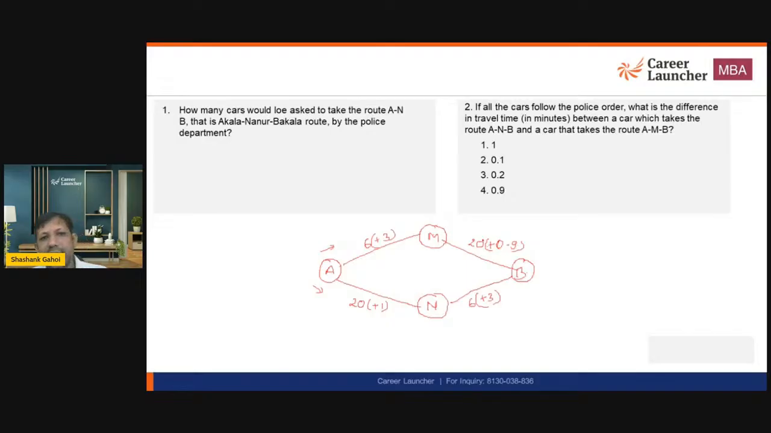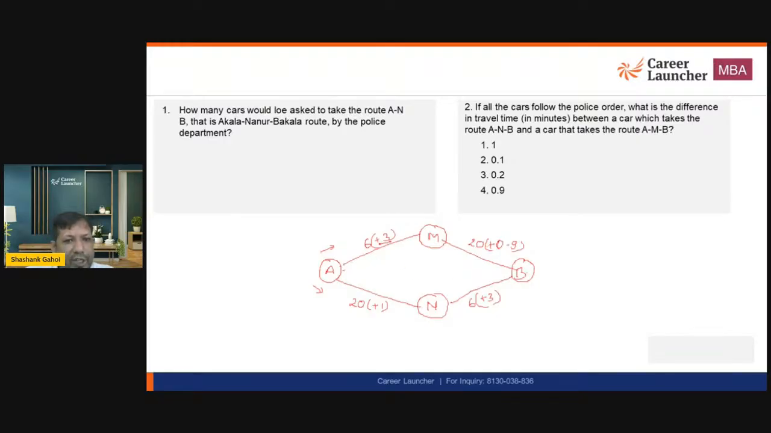If I have 2 cars and I want to minimize the time, I am going to send one car from A to M to B, and another car from A to N to B. The time taken is going to be 26 and 26. Okay. If I have 4 cars, then what is going to happen?